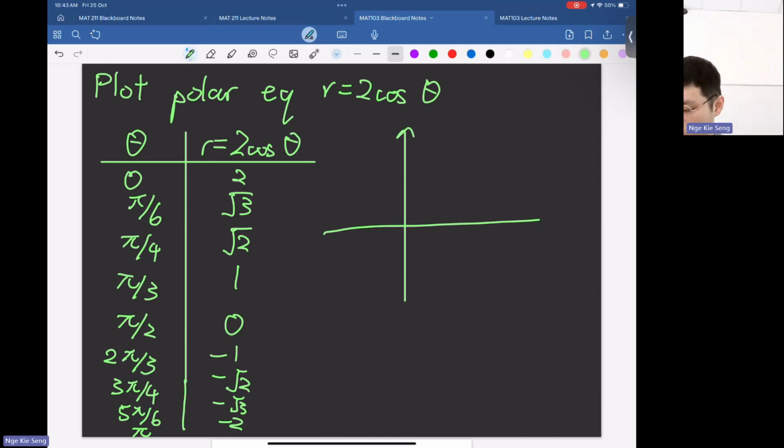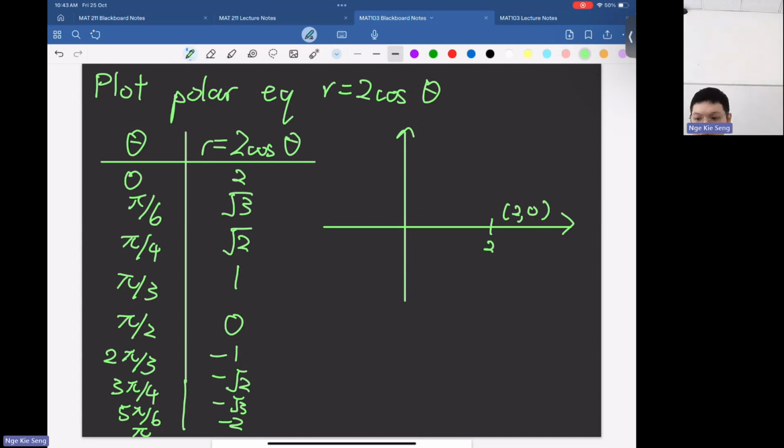So the first point you get (2, 0). We put r first, right? So radius is r, angle is 0.